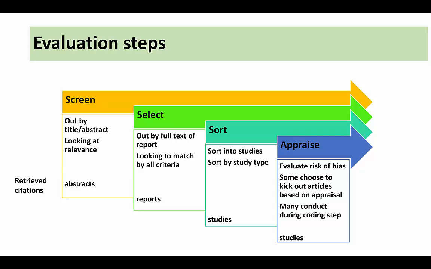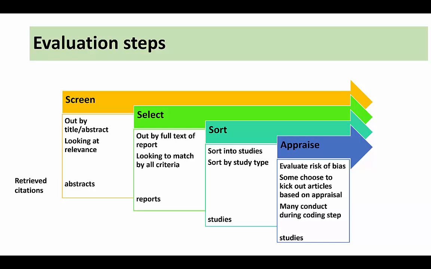So they're going to be screening. This is screening things out by title and abstract. This is all about relevancy, selecting for full text, sorting into actual studies, and we're going to talk some more about this, and then appraising and getting into the risk of bias. I put appraising here instead of in the data extraction, although they may do the appraising at the same time, because I do sometimes see groups where they do a certain appraisal where they kick things out at this point, but most of the time it is tied in with the data extraction, and that's fine too.